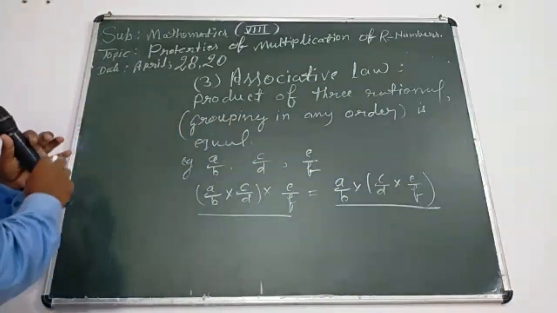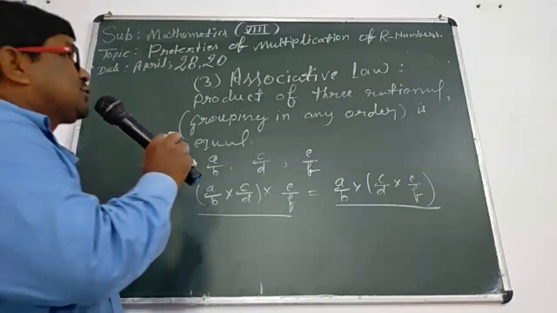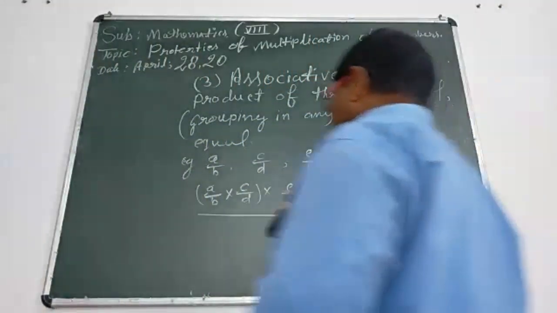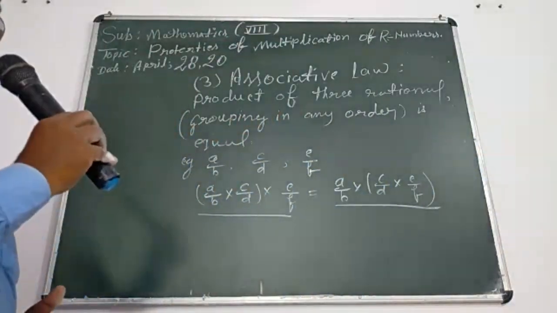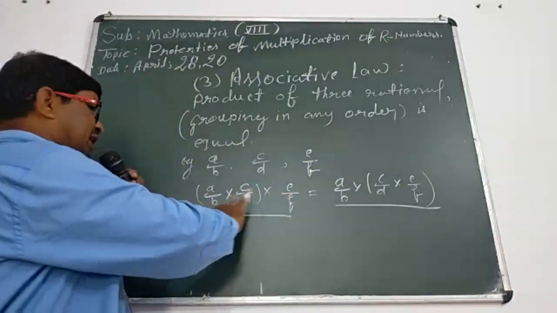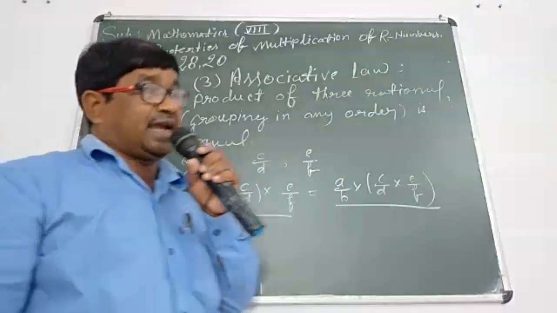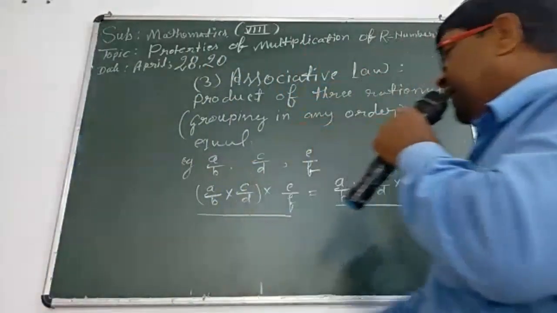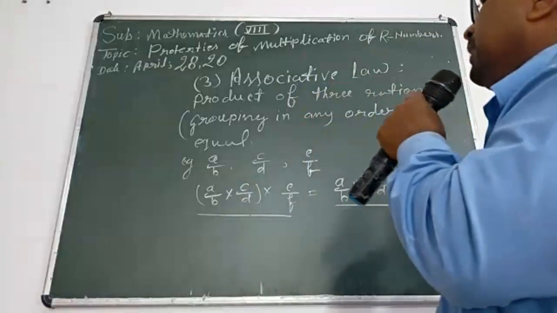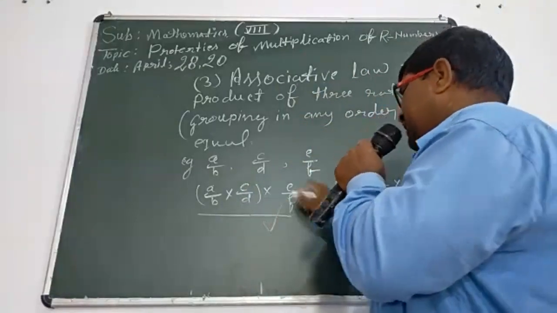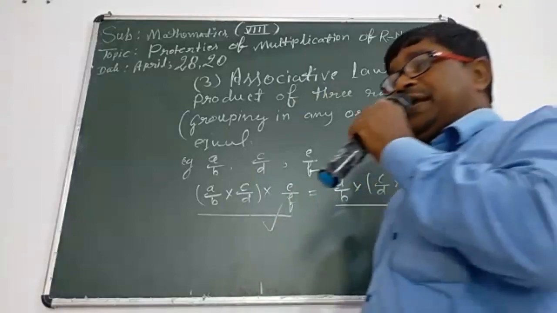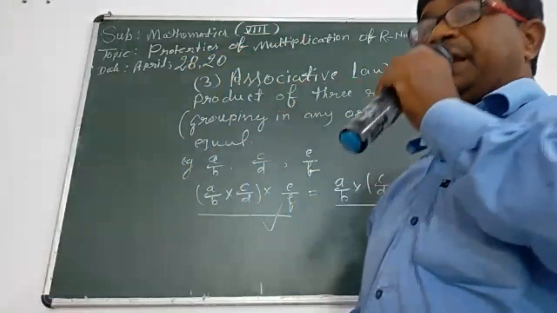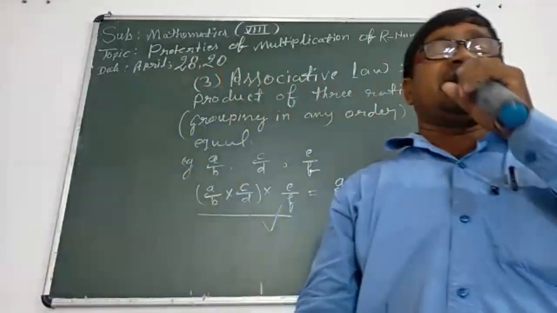So this type of law is called the associative law, associative property of multiplication. If we have three rationals, A upon B, C upon D, and E upon F, we can group them in any order, either this order or that order. We will get the same product. That type of property is called the associative property or associative law of multiplication.